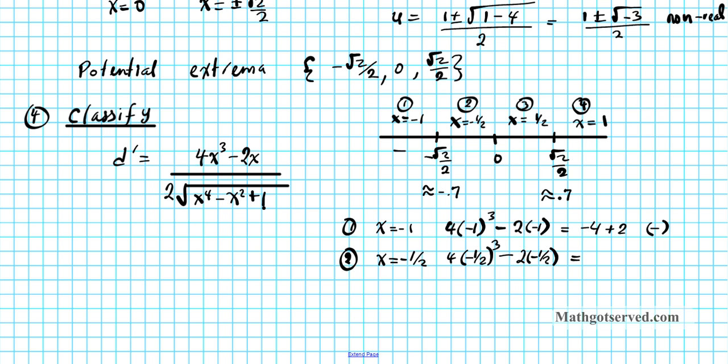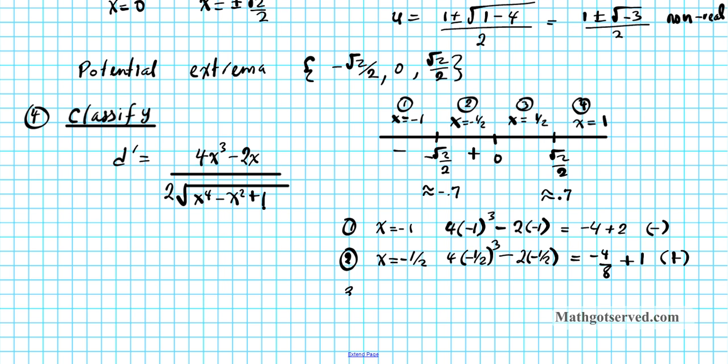So if we raise negative 1/2 to the third power, we're going to have negative 1/8. Multiply that by 4, we're going to have negative 4 over 8. And then if you multiply these two minuses, you have plus 1. Okay, so negative 4 over 8 is negative 1/2, plus 1 is positive 1/2, so it's going to be positive. Positive on interval 2, the first derivative.